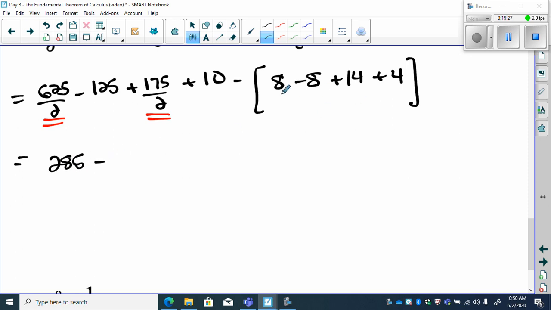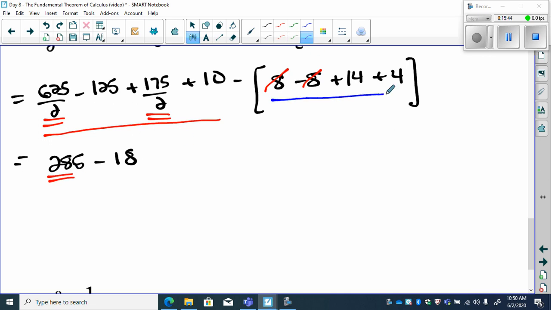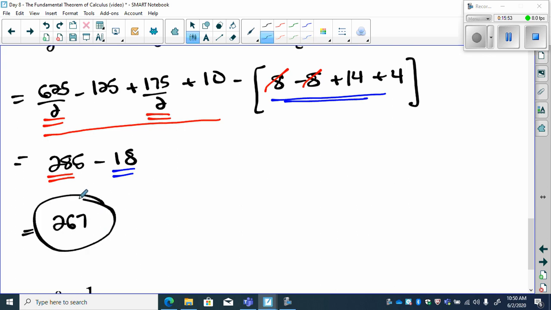And then I'm going to subtract, well, this would be 8 minus 8, those are gone. 14 plus 4, that's 18. I want to subtract 18. Okay, so these four terms gave me 285. These four terms gave me 18, and I'm subtracting 18 from 285 to give me 267.